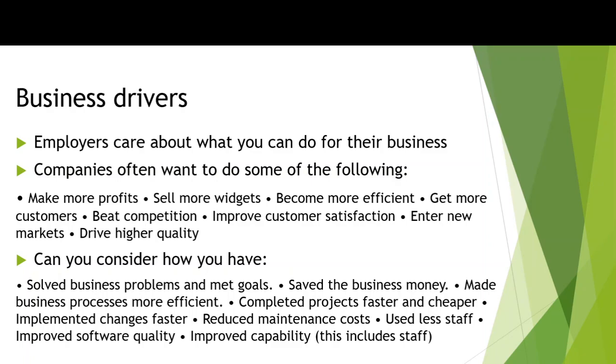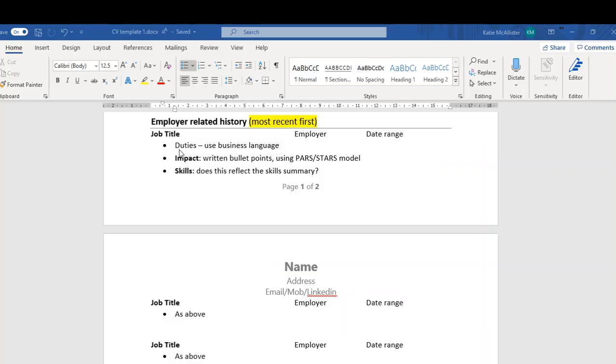So what we can now do is have a look at the CV itself. On my CV, I've chosen to go with job title first, then who my employer is, and the date that I was employed, so 2017 to 2020. I'm then going to do 1 or 2 bullet points with my duties, just remembering to use business language to make it more formal.